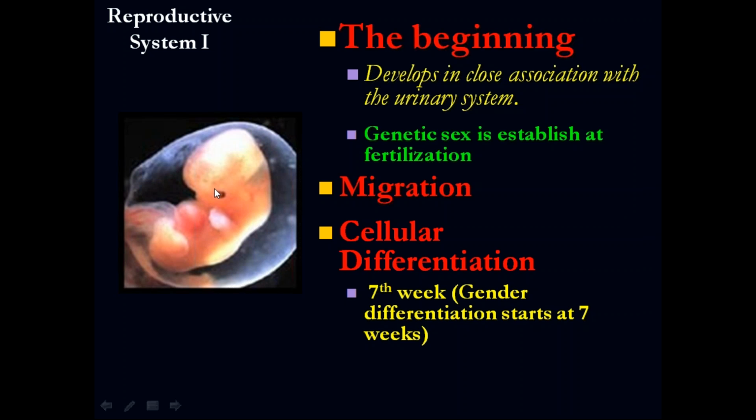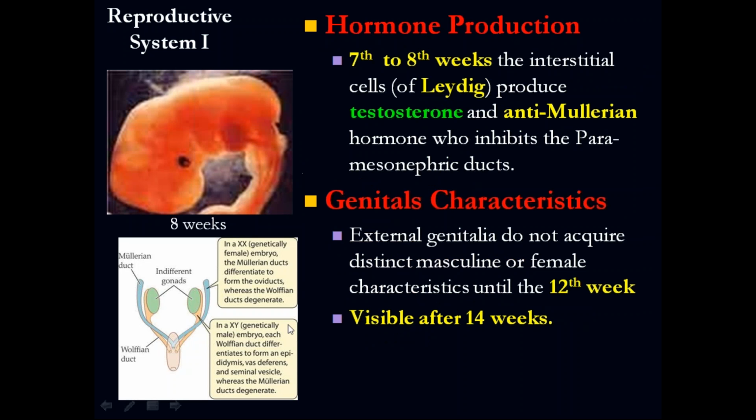Cellular differentiation, at 7 weeks, is going to start having this difference on what? On hormones. The hormones are going to play an important role in determining the external appearance of the organs. Okay, so we have hormone production, about 7 to 8 weeks. And we have the interstitial cells or Leydig cells. These are going to produce testosterone.